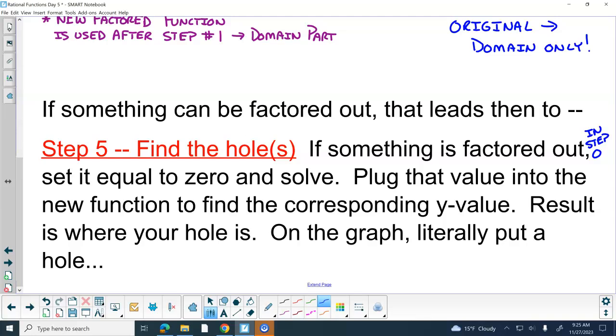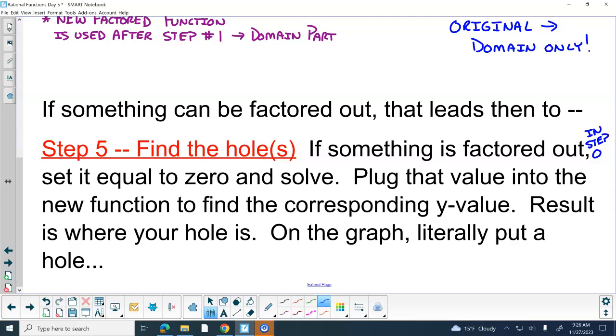Okay. So if something is factored out, we set that equal to 0, whatever we factored out. So back in the example that we had, we factored out x plus 2. We would set x plus 2 equal to 0 and solve it. Then we're going to plug that value into our new function, and that's going to give us the y part of our hole. Setting it equal to 0 is going to give us the x part of the hole. That result is where you put a hole.